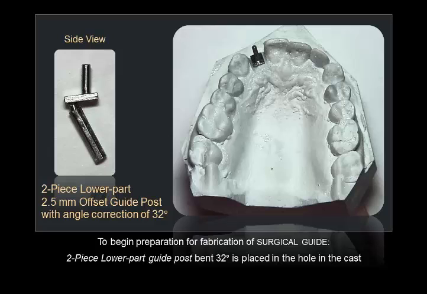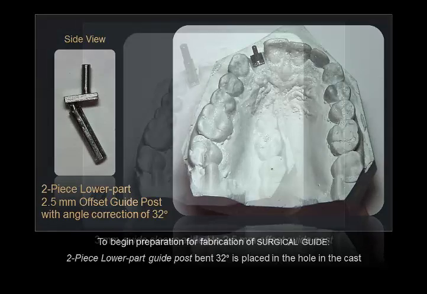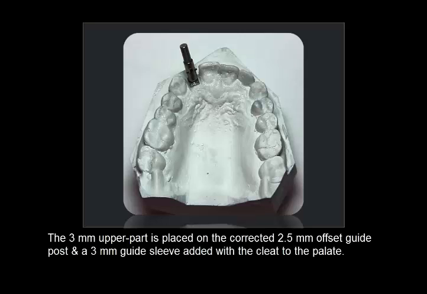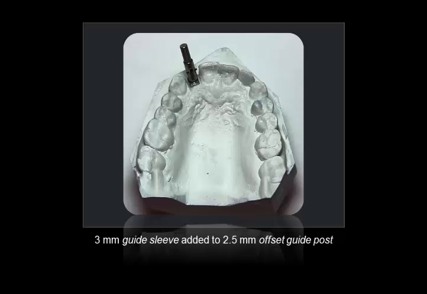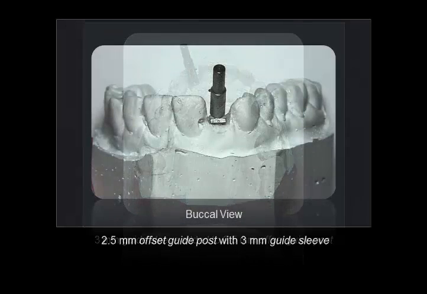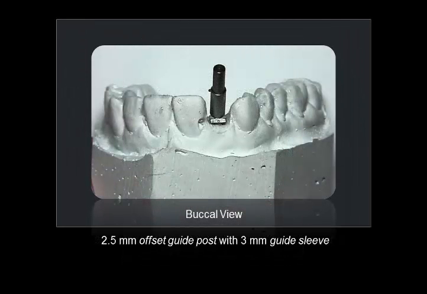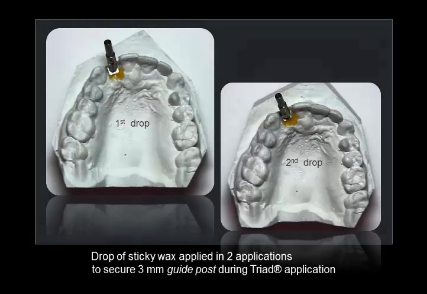The 32-degree guide post is placed back in the cast. A 3 millimeter top part is selected for the two-piece guide post, and a 3 millimeter guide sleeve is placed on the top part, with the cleats positioned toward the palatal. This is the buccal view of the guide post and sleeve aligned between the two adjacent teeth.